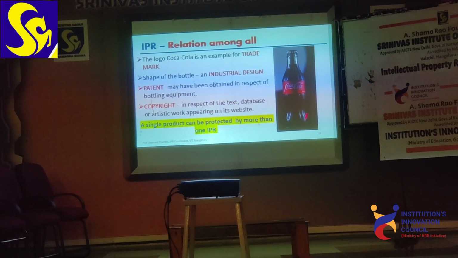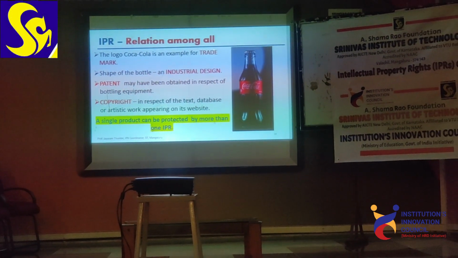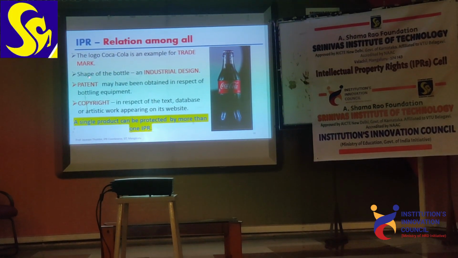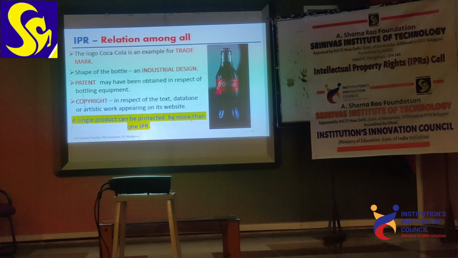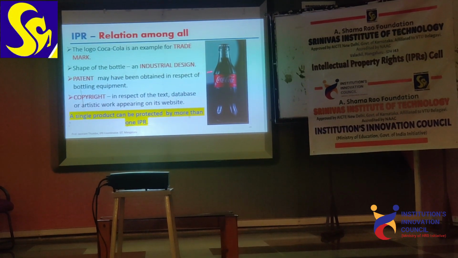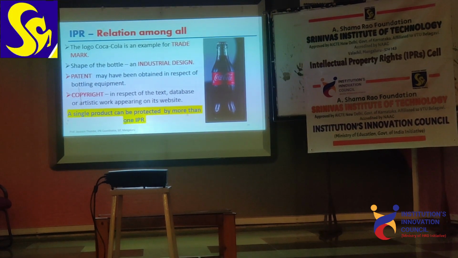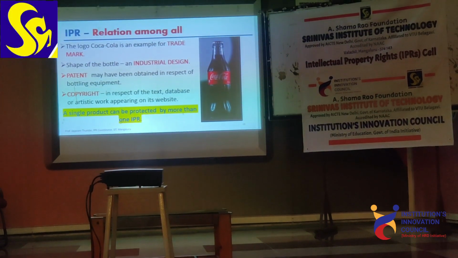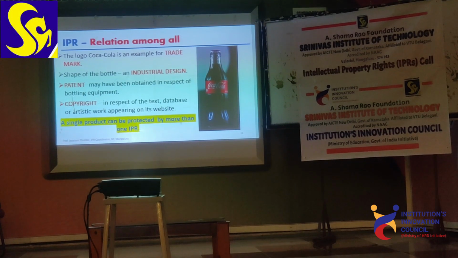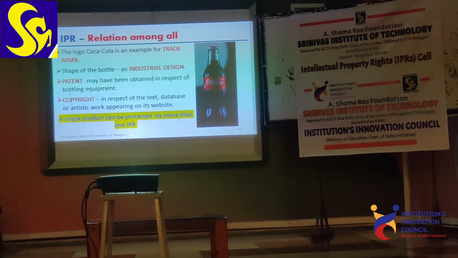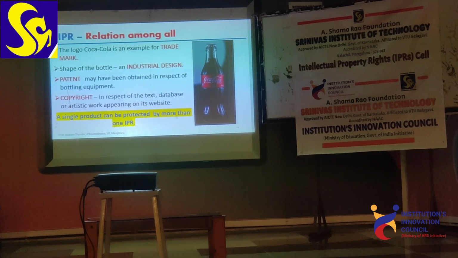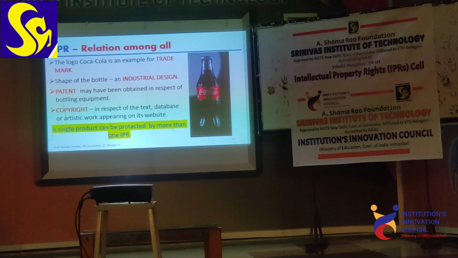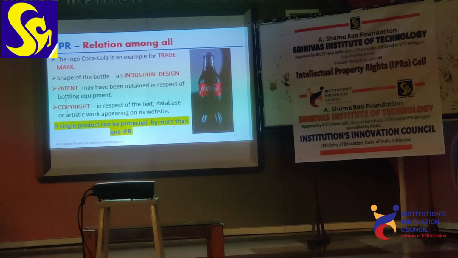You may see a Coca-Cola bottle like this, right? And you see the logo of Coca-Cola is an example of trademark. The shape of the bottle is an industrial design. They have protected that bottle shape with the industrial design. Then patent has been obtained with respect to bottling equipment. To make that bottle, they may have a special device, special equipment, and they must have obtained a patent, so that others cannot copy this machine and make similar bottles.